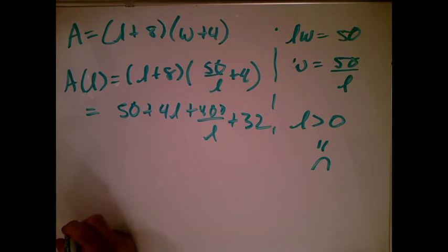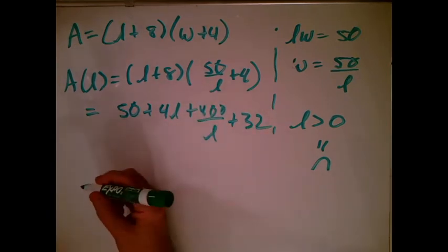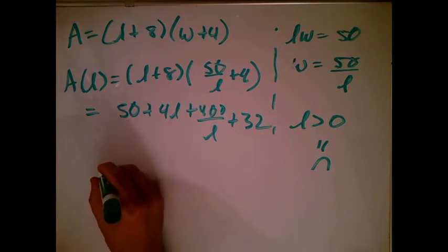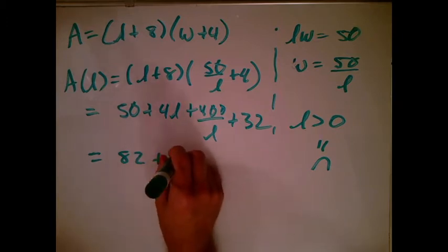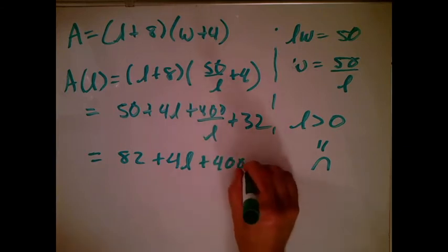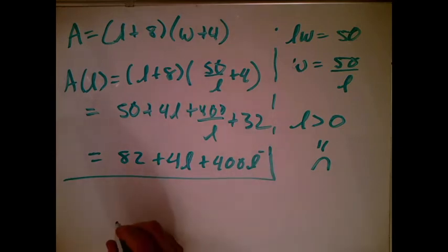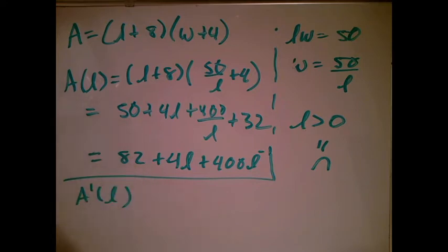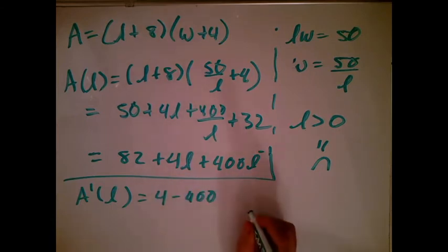Now I could take the derivative of that, but I don't like the way the 400 over L looks, and the 50 and the 32 I can combine. So I'm going to do that first, and we're going to get 82, which I'm very good with, and 4L, that's good, plus 400 times L to the minus 1. This is now an extremely easy thing to take a derivative of. So let's take the derivative. I'm going to write down A prime of L like that. I'm going to get 0 plus 4 minus 400 L to the minus 2.